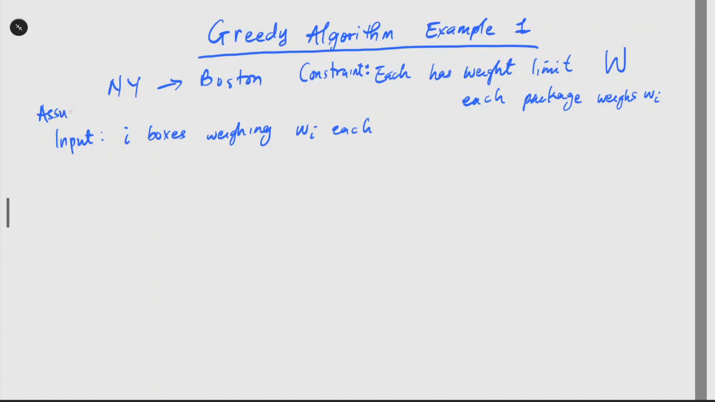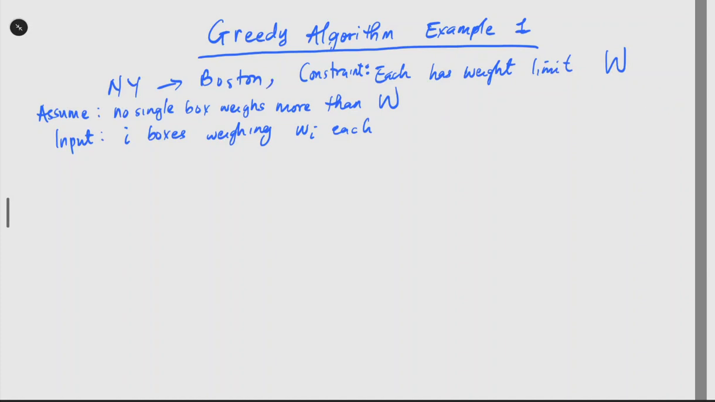And our assumption for this problem is that no single box weighs more than capital letter W. No single box weighs more than this. And we have n boxes weighing wi each. That's our input. And each truck has a limit, big W.